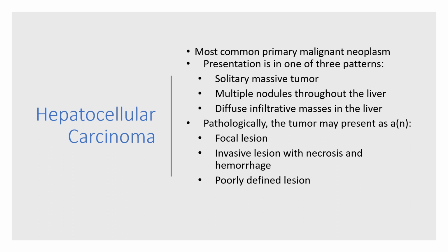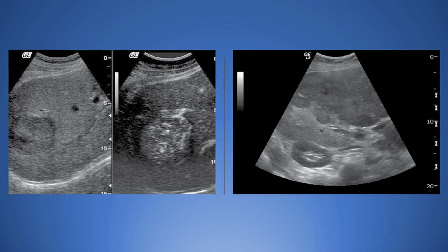You may just see a lot of heterogeneity to the liver parenchyma. You'll be like, this is just not a pretty liver. It doesn't have that nice, smooth, homogeneous parenchyma, but you can't actually make out a mass. That might be a concern for hepatocellular carcinoma. So here's just a few of the ways that it may appear.